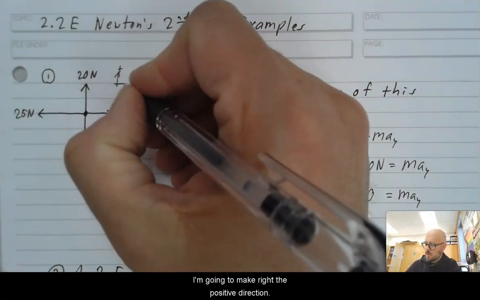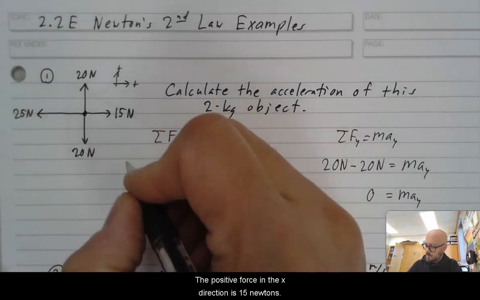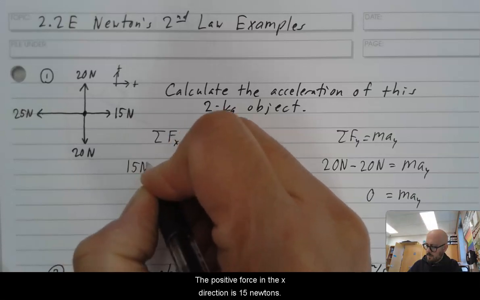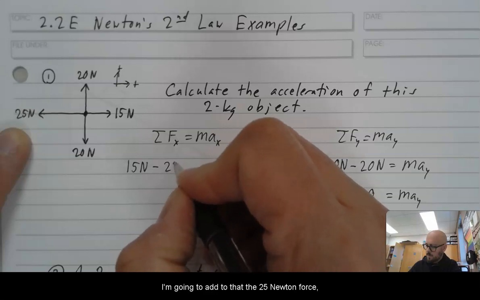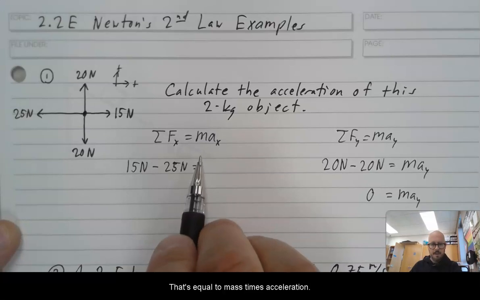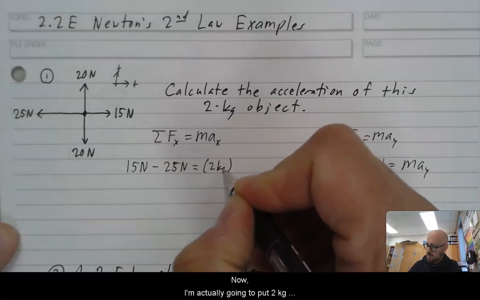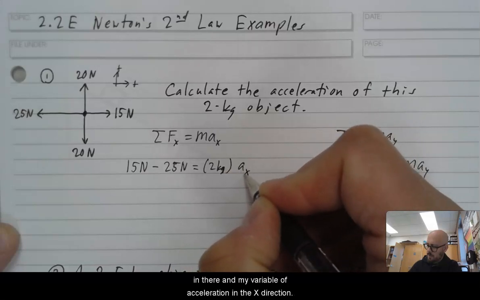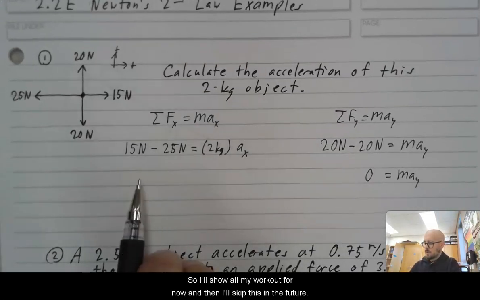Now, in general, I'm going to make right the positive direction, and so I'm going to add my forces in the following way. The positive force in the x direction is 15 newtons. I'm going to add to that the 25 Newton force, which is in the negative direction. That's equal to mass times acceleration. Now I'm actually going to put 2 kilograms in there and my variable of acceleration in the x direction. So I'll show all my work out for now, and then I'll skip this in the future.